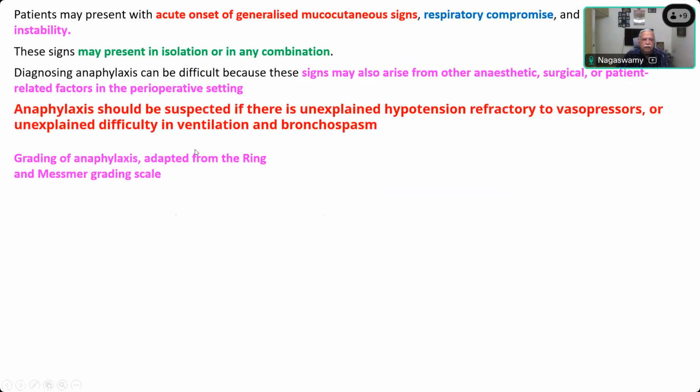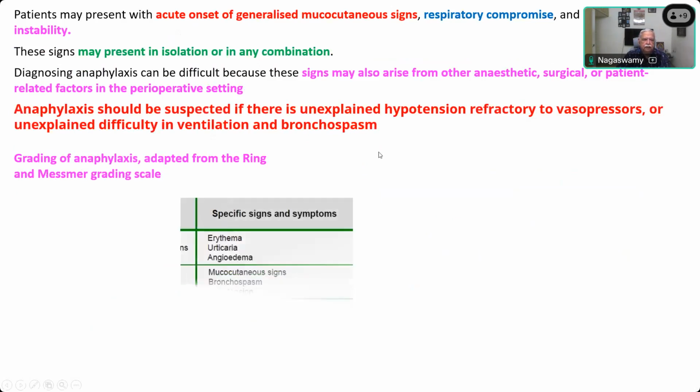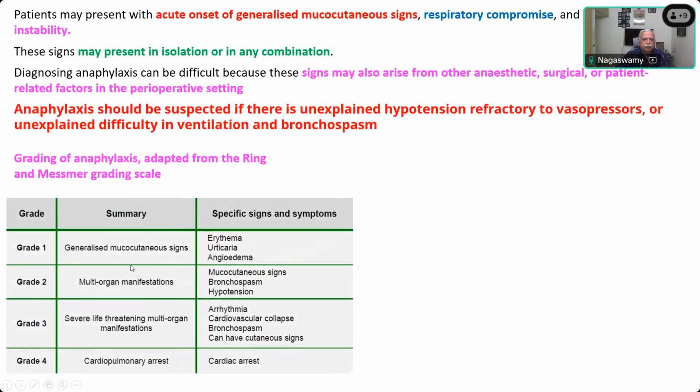Now grading is done by the Ring and Messmer grading, where it is simple mucocutaneous signs like erythema, urticaria, or angioedema, or it can be multi-organ manifestations: mucocutaneous signs, bronchospasm, hypotension, and severe life-threatening multi-organ manifestations like arrhythmia, cardiovascular collapse, bronchospasm, and cardiopulmonary arrest suddenly occurring immediately as soon as the drug has been given, which is considered as grade 4.